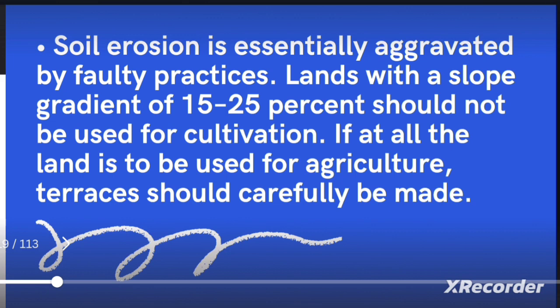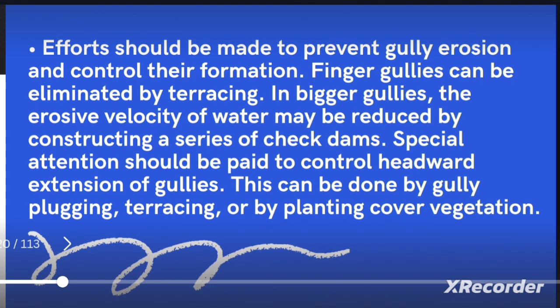New topic. Soil erosion is essentially aggravated by faulty farming practices. Lands with a slope gradient of 15-25% should not be used for cultivation. If the land is to be used for agriculture, terraces should be carefully made. Efforts should be made to prevent gully erosion and control its formation. Finger gullies can be eliminated by terracing. In bigger gullies, the erosion velocity of the water may be reduced by constructing a series of check dams. Special attention should be paid to controlling the headward extension of the gullies. This can be done by gully plugging, terracing, or planting cover vegetation.